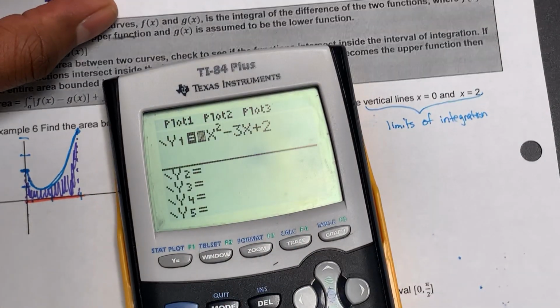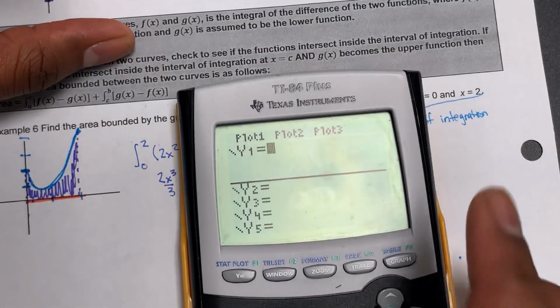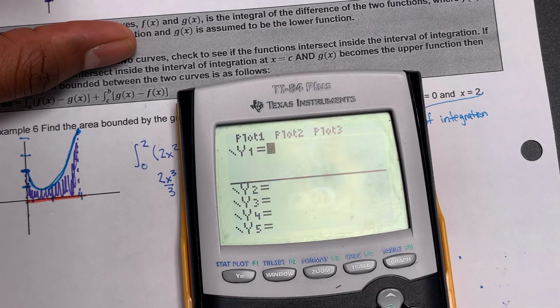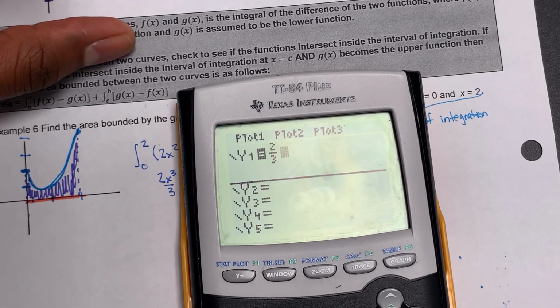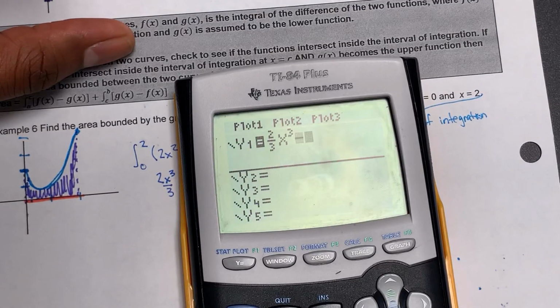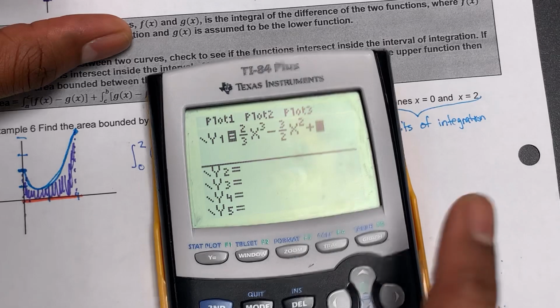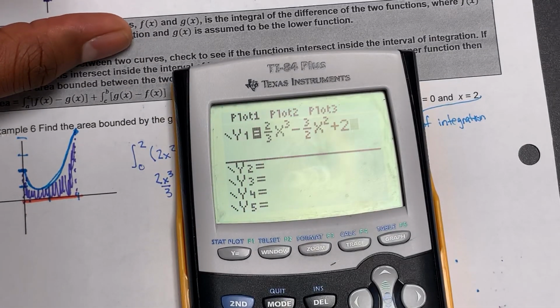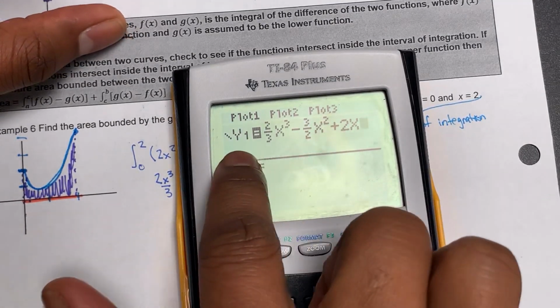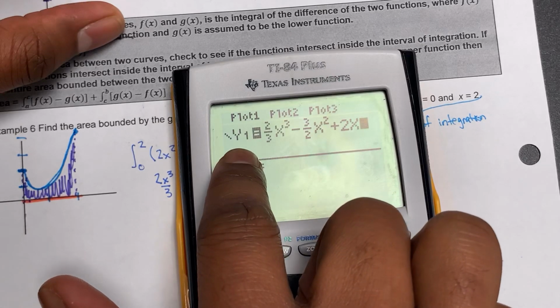So let's go to y equals, we'll have, let's see, alpha y equals 2/3 x cubed minus 3/2 x squared plus 2x. So now notice we put this in y1.